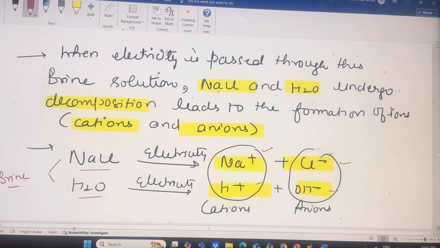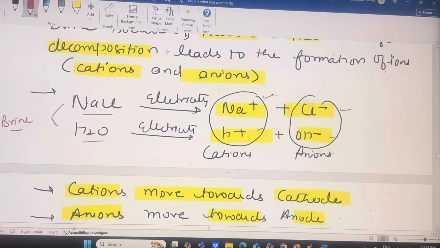And you know, these positive ions are called cations, and these positive ions will move towards the negative terminal of the battery. Means cations move towards cathode, because cathode is the negative terminal of the battery. And these chloride ions and hydroxide ions are anions, they are negatively charged particles. Negatively charged particles always move towards the anode, because anode is the positive terminal of the battery.